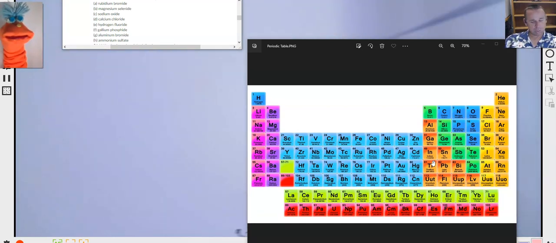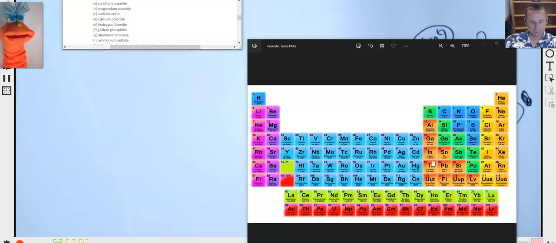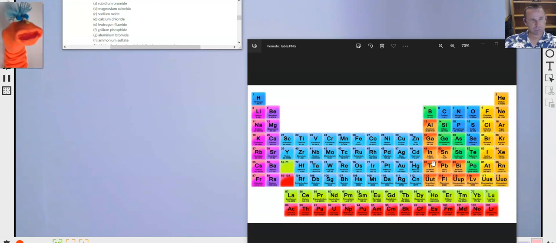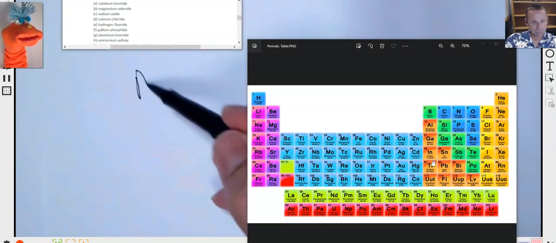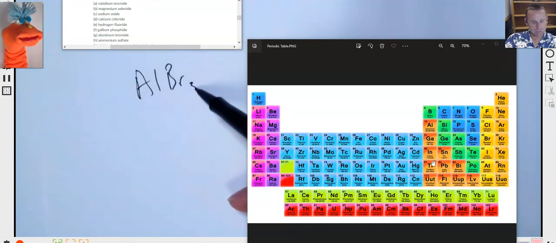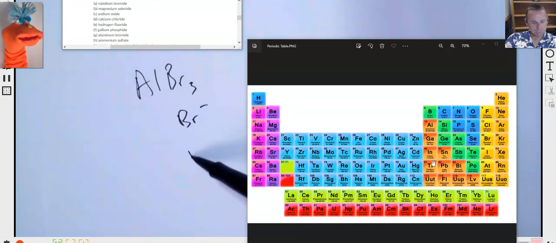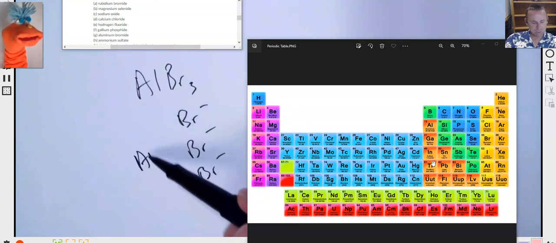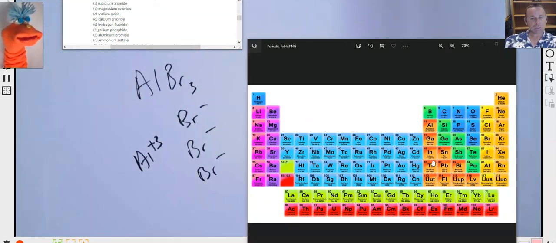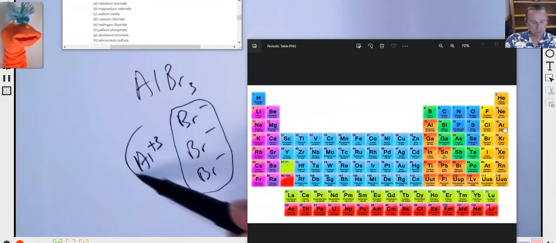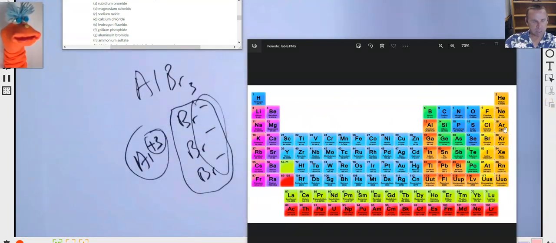All right, aluminum bromide. Aluminum bromide. Aluminum is +3, right? And bromide's a -1, so AlBr3. Good, that was good. Br3. Bromide, -1, -1, -1, and aluminum, +3. We knew all this because of this location. Aluminum forms a +3 ion, bromide a -1. And so we need 3 of these for every one of those so that the charges balance out.